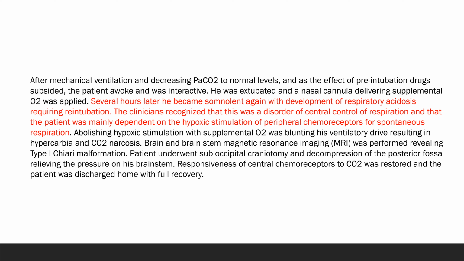Again, we committed the same mistake. We did not identify the cause or try to treat it. We simply extubated the kid, again put him on oxygen. There was some central pathology that was already blunting the central response. By giving oxygen, we blunted the peripheral response and worsened the situation. So then this time we tried to do an MRI and tried to identify the cause, and it came out to be type 1 Chiari malformation, for which a suboccipital craniotomy and decompression was done to relieve the pressure on the brainstem, and eventually the response of the central chemoreceptors to CO2 was restored.